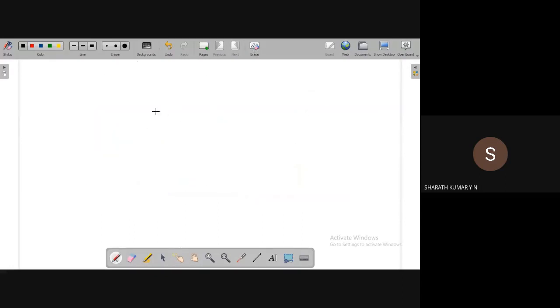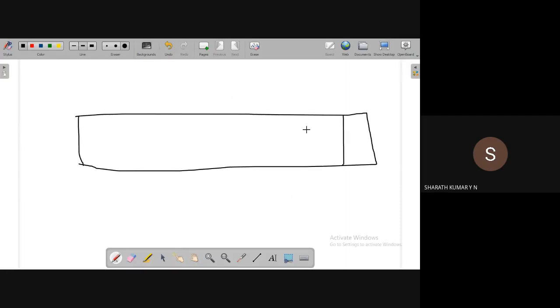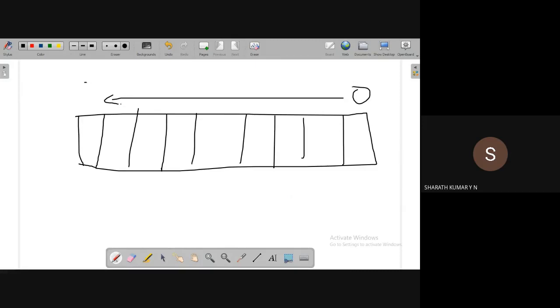Let us take a bigger picture now. Let us say I got a 10-bit register. So a 10-bit register means there are 10 flip-flops. It can be identified as 0 to 9 in terms of decimal. This is the LSB bit, and this is the MSB bit of the register. Now the question is, how many address bits are required to identify a 10-bit register?